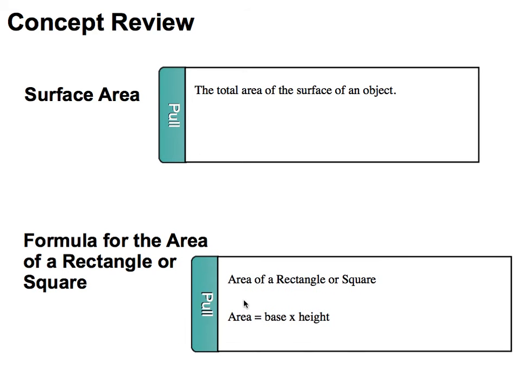Just a reminder that for the area of a rectangle or a square, we can use area is equal to base times height, or we can use area is equal to length times width. It all depends on what your teacher uses. And again, we never use the multiplication sign anymore, so LW is length times width. So I'll probably be changing back and forth between the two formulas.